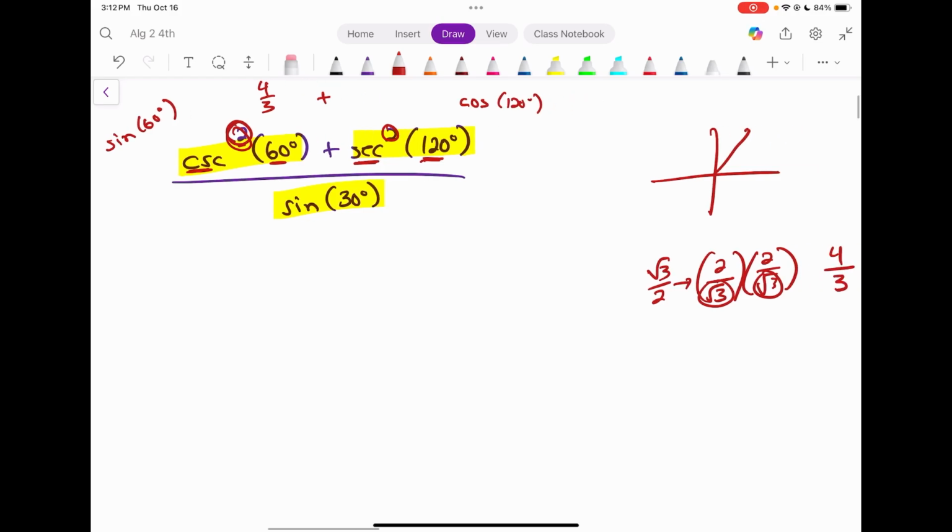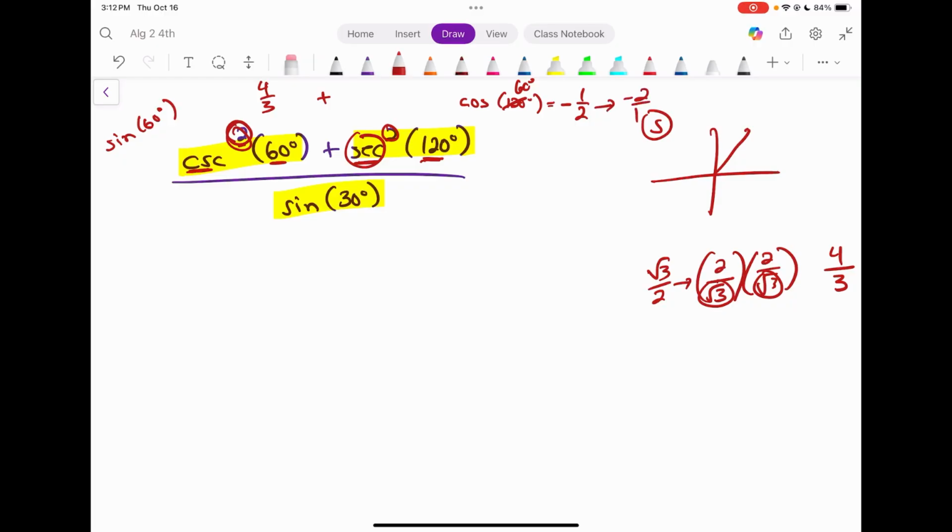Cosine of 120, that's in the second quadrant. All students take calculus, so the only thing that's positive is sine, so cosine is negative. Cosine is 60 degrees away from 180, so that's our reference angle. The cosine of 60 is 1/2, so therefore my answer there is -1/2. However, we're looking for the secant, so we have to flip it, so that'd be -2 over 1.